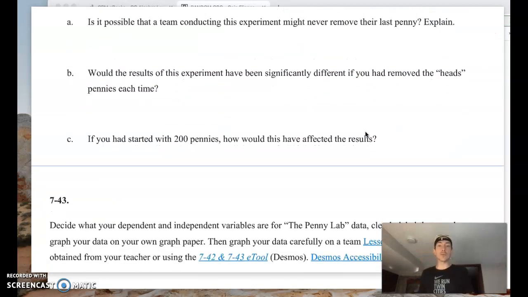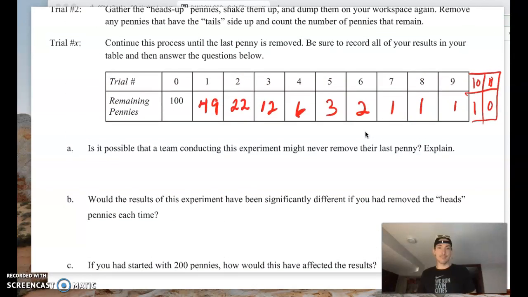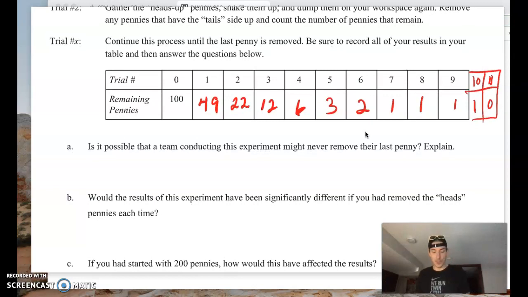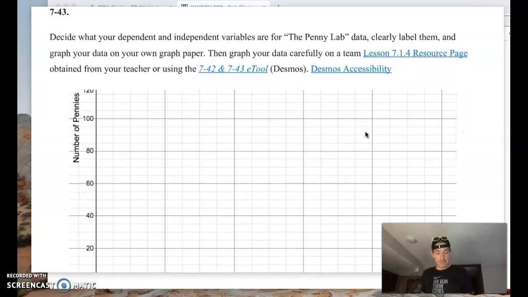What if we started with 200 pennies? How would that have impacted my results? Well, if this number was 200, you're probably thinking already, I may have needed a longer table. Because 11 flips maybe isn't enough. We probably would have needed a couple more spots in our table. A ton more? I don't know. Who knows? Maybe that's something you can try on your own with random.org, right?